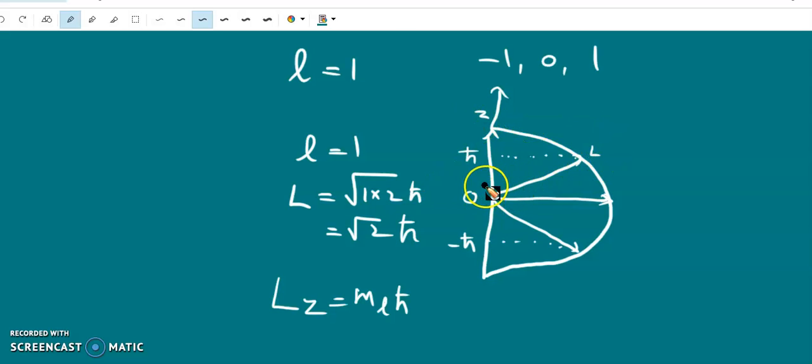What this angular momentum is actually doing is precessing around a cone such that its z component is ml times h cross. That is, Lx and Ly are not quantized. Only Lz is quantized, so Lx and Ly are continuously changing. That means the angular momentum vector is precessing around the z-axis such that the z component is always ml times h cross for a particular value of ml.